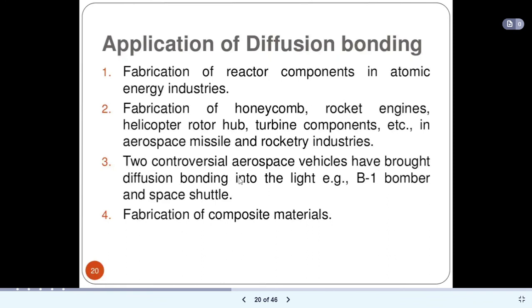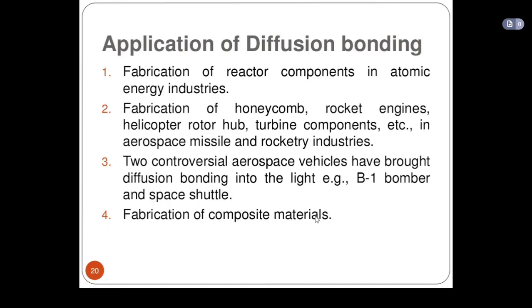Two controversial aerospace vehicles have brought diffusion welding into the light. Example, B-1 bomber and the space shuttle. Means these are the examples, that is B-1 bomber and the space shuttle, where diffusion bonding is used. Fabrication of composite material. To fabricate the composite material, the diffusion bonding process is used. Okay, so this is overall related to the diffusion bonding process.